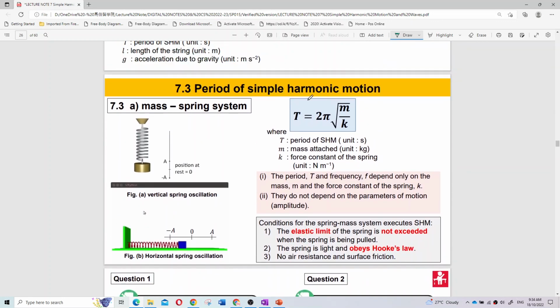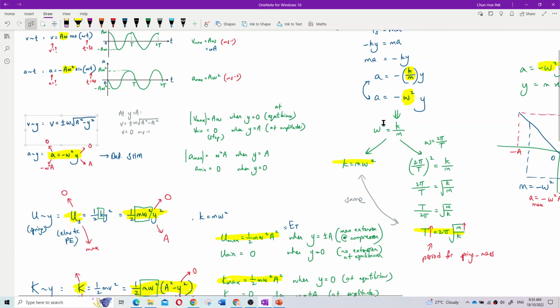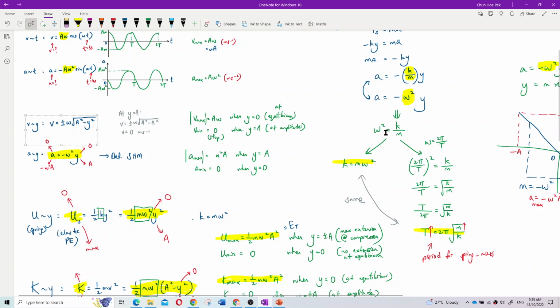Period. What's the period? Remember the period I told you just now, the period of the spring-mass system? Period equals 2 pi square root of m over k. This equation is similar to what equation? k equals m omega squared. Remember that? I derived it for you just now. It comes from all this, and we get this. It's the same thing.